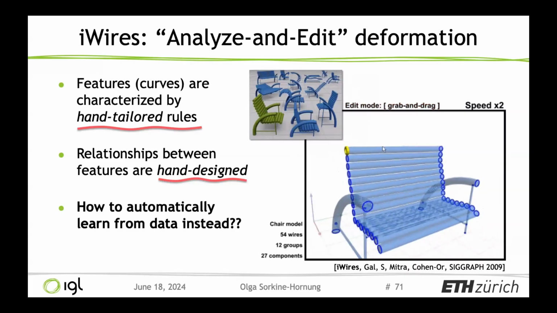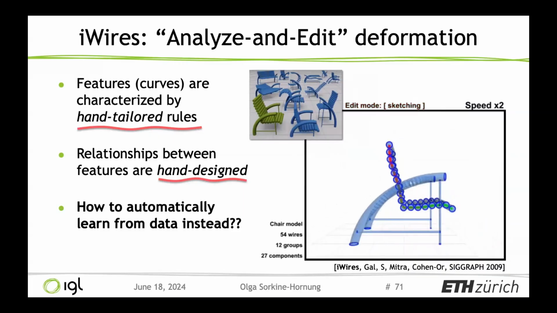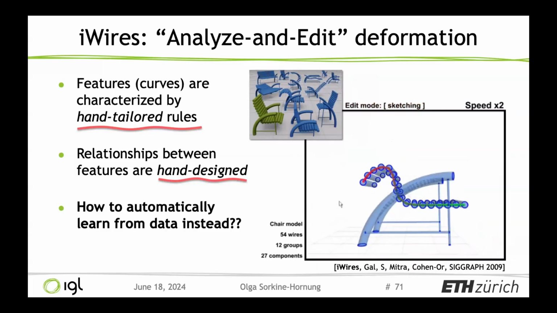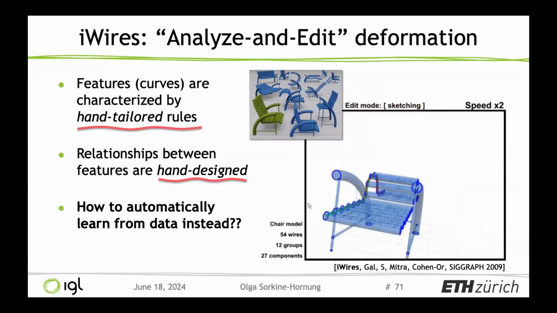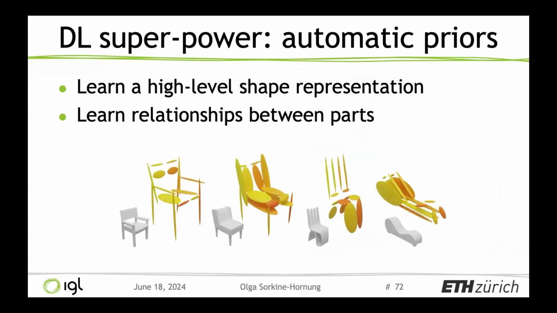So of course, the question is how to automatically learn this from data instead. That's indeed the power of machine learning and data-driven methods, is to be able to learn these priors just by looking at enough data. And this is what we have been trying to do more recently, indeed, to instead of hand designing all these rules for what CAD shapes look like, let's learn a higher level shape representation and the relationships between shape parts using data.